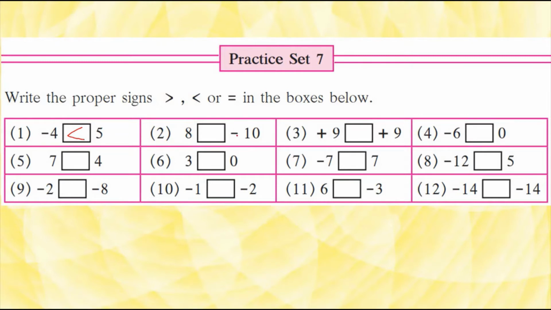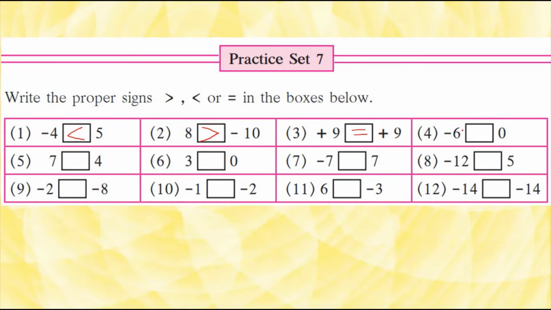The second sum, 8 and -10. Again, if there are two numbers having opposite signs, the number with the minus sign is always smaller, which means 8 is a greater number and hence the open mouth will go towards 8. The third sum, if you look, +9 and +9. Both are equal. So, the equal to sign is what we are supposed to write.